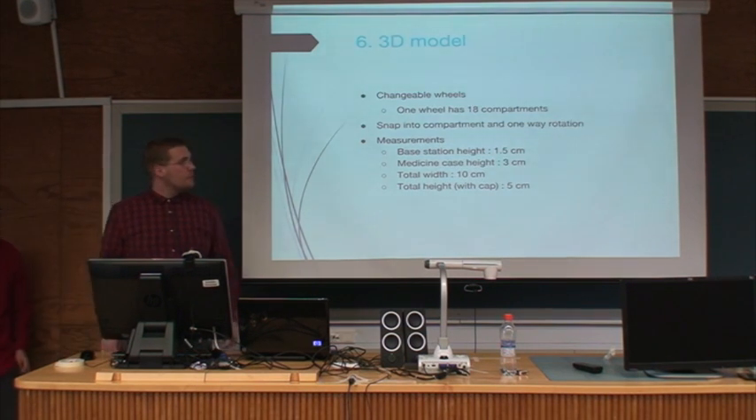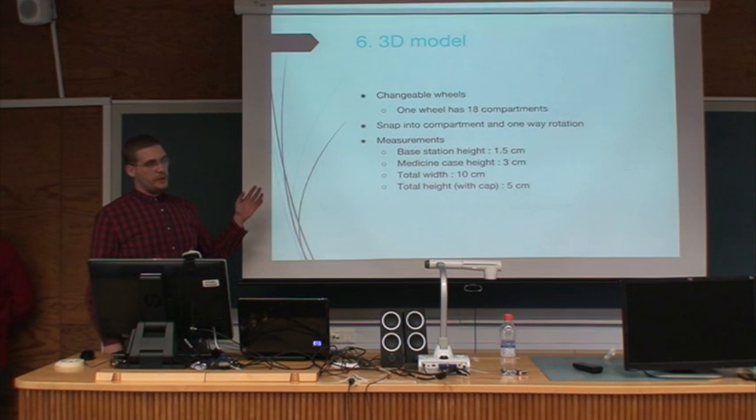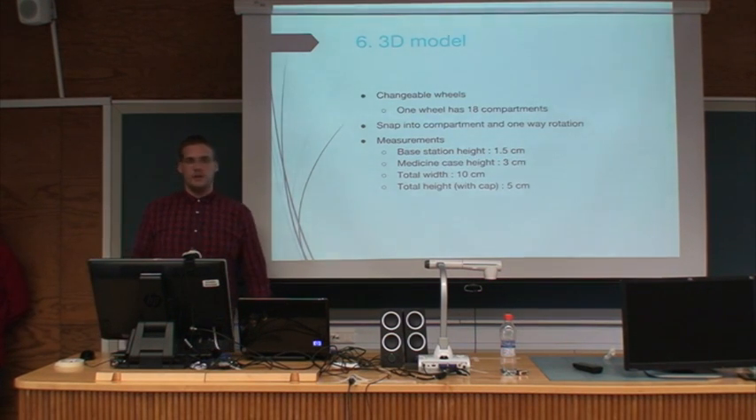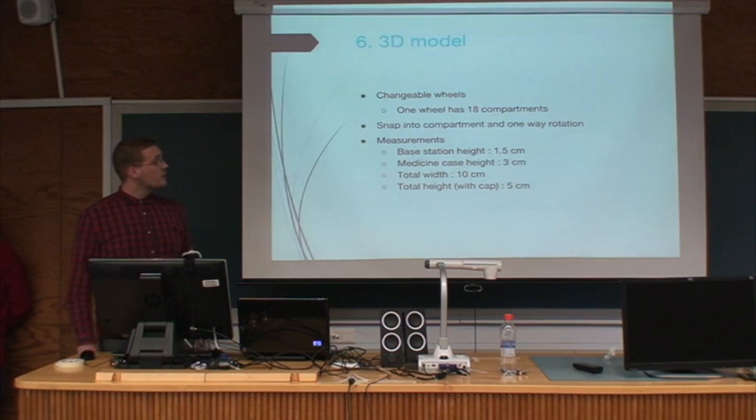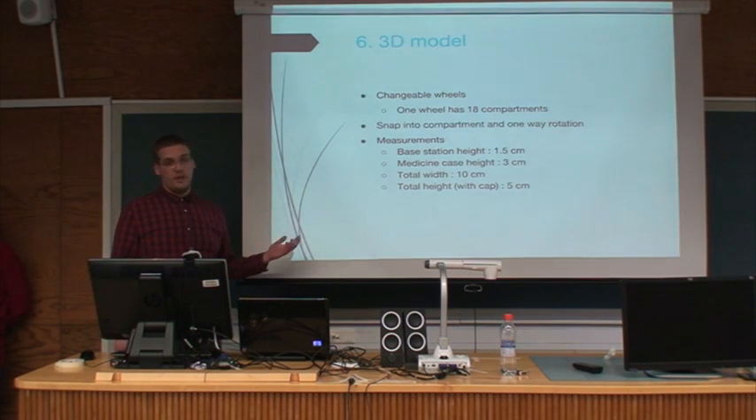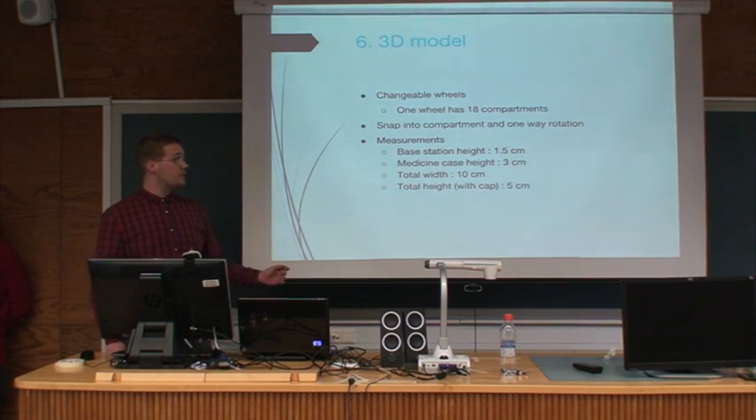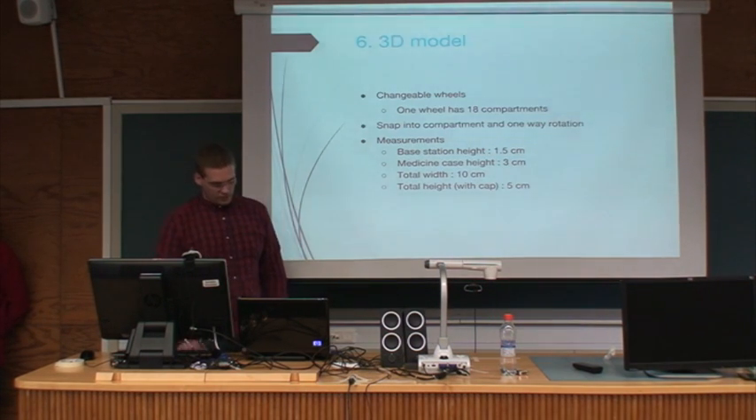Alright, I will talk about the model a bit. We thought about changeable wheels, so a pharmacist can fill up like 4 wheels, and then you can change the wheels if they're empty. I thought about snapping it in one way, so you can only turn the wheel in one way. I haven't modeled that, but we thought it was handy to have. And here are some measurements of the case. You would like to have as small measurements as possible, so it's easy to take with you. And now I'm going to show the model.